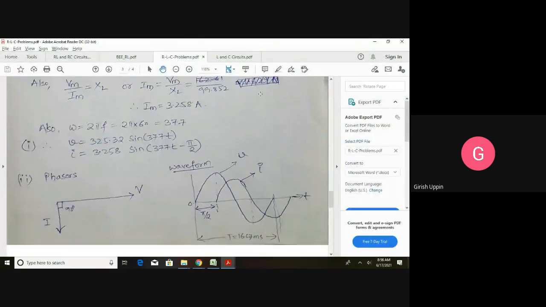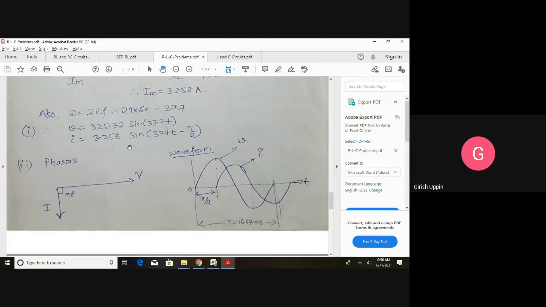Now next, we have to draw the phasor diagram and the waveform. The phasor diagram is simple. On the reference, that is the x-axis, you will draw the voltage and you will draw the current. Always the phasor will rotate in the anti-clockwise direction. Means I is behind, lagging. So at 90 degrees, you draw the I.